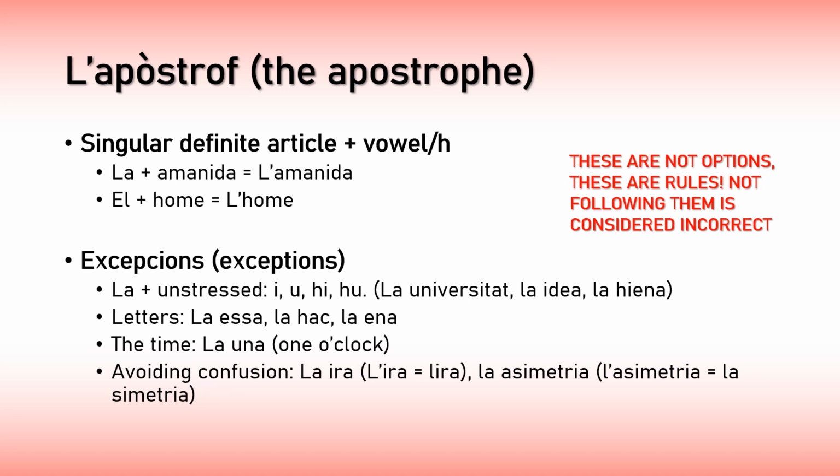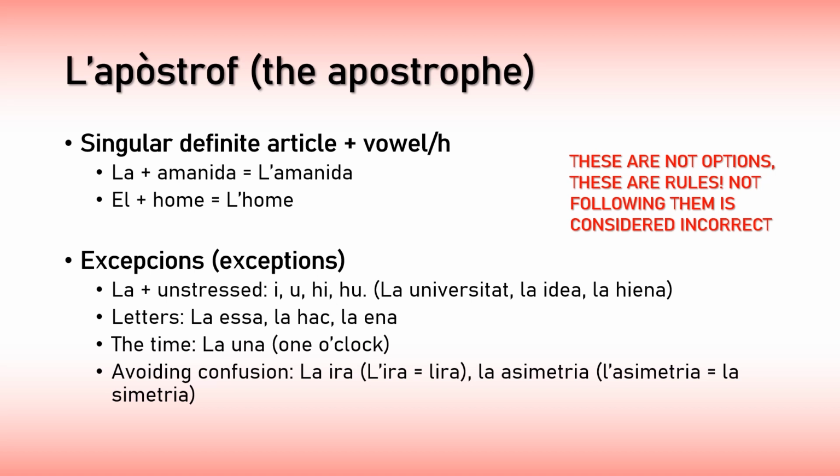The next exception are letters: la essa, la hac, la ena, which means the s, the h, and the n. The third rule, and very specific, is when telling the time and you want to say one o'clock. You say la una, not l'una. And then in some very, very concrete cases, in order to avoid confusion, you don't use it.